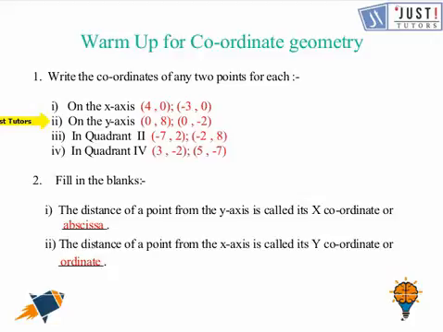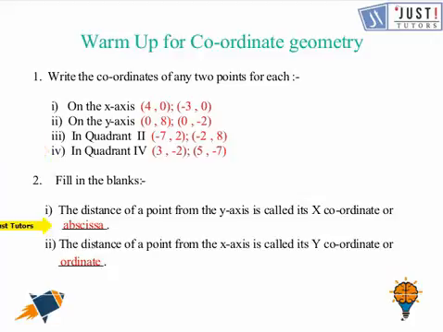In quadrant 2, you need to have the x-coordinates as negative numbers and the y-coordinates as positive numbers. In quadrant 4, you need to have x positive and y negative. So I'm sure if you were careful enough, all your answers must be correct.